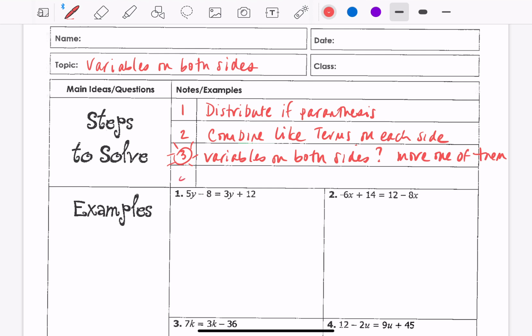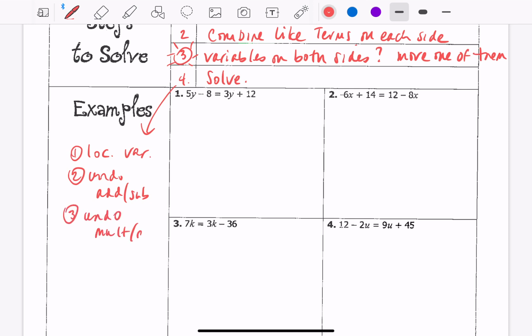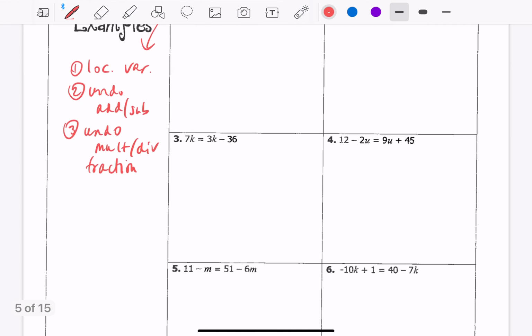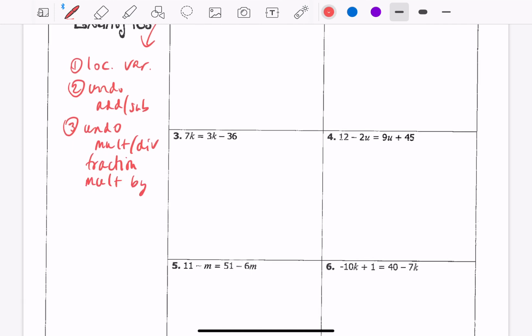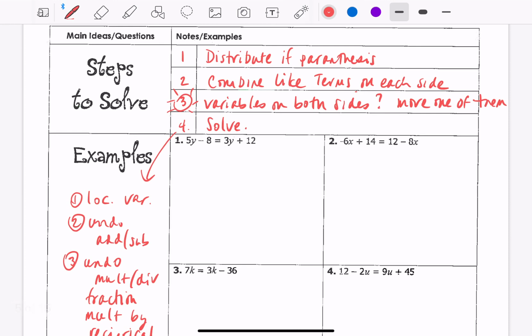And then the fourth step is to solve, which is what we did back in the first unit, where we located the variable, right? We undo addition or subtraction. Then we undo multiplication or division, except when there's a fraction, we multiply by the reciprocal. So now we have all these steps to solve equations. The fourth step we had been doing, adding 1 and 2 is our latest. Now the third step, that's what's new today.